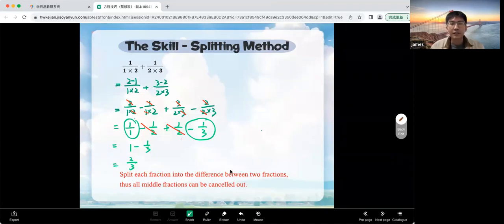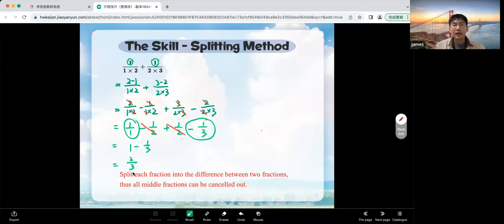And be careful, everyone. This is known as the splitting method, and there's a requirement for using the splitting method. We can only use the splitting method when the top number of the fraction is the difference between the two bottom numbers. Say 1 is the difference between 1 and 2. 1 is the difference between 2 and 3. Under this circumstance, we can use the splitting method. Otherwise, we cannot use that.